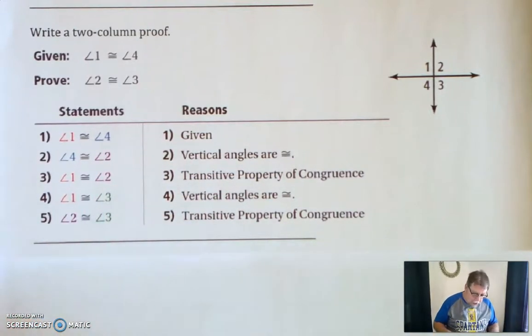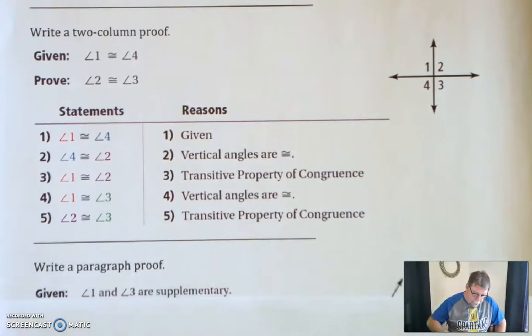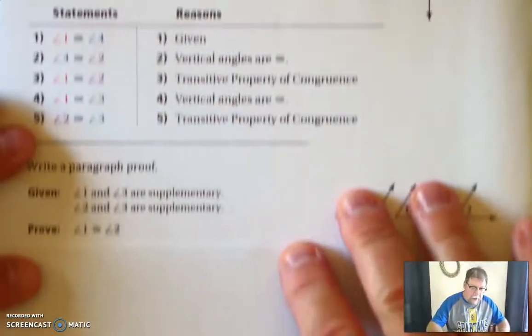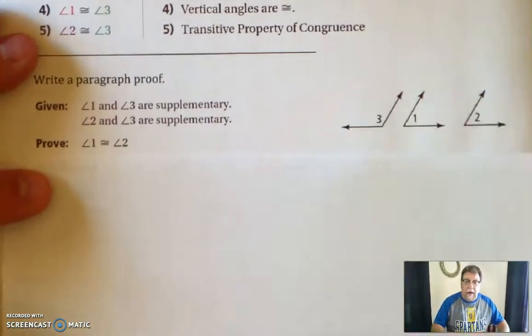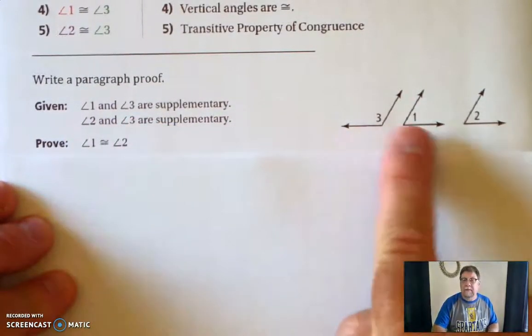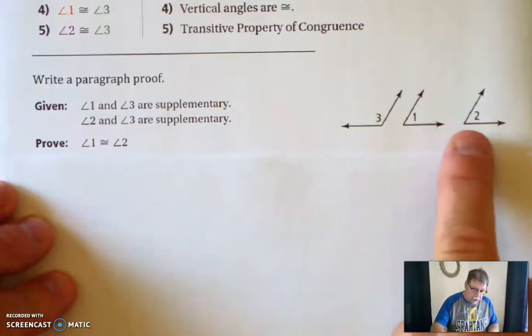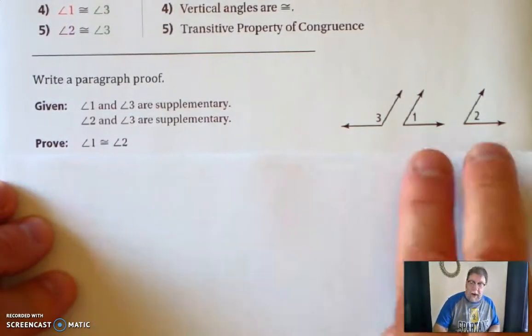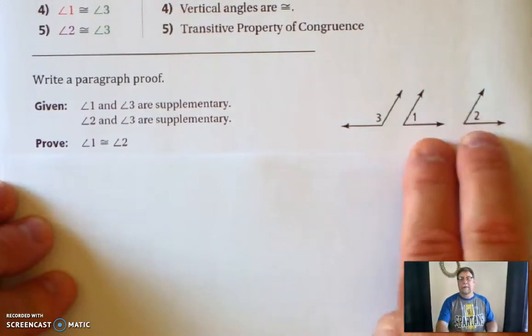All right, let's take a look at a paragraph proof. This is a different proof. We're going to write the proof a little bit differently. Let me move it up here. As we look at it, it says angle 1 and angle 3 are supplementary. It says angle 2 and angle 3 are supplementary. Prove that angle 1 and angle 2 are congruent.